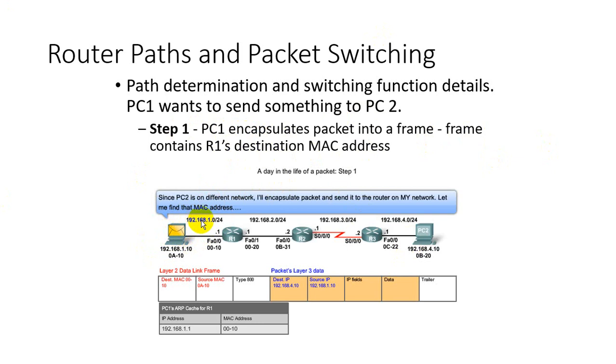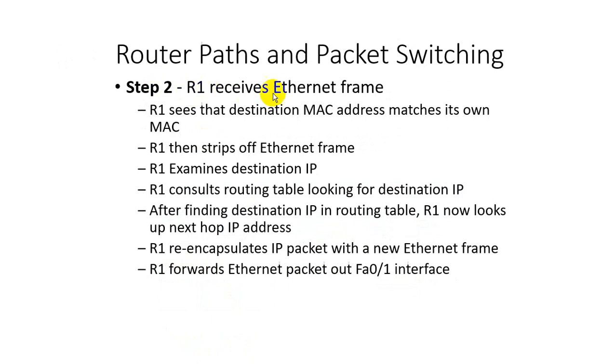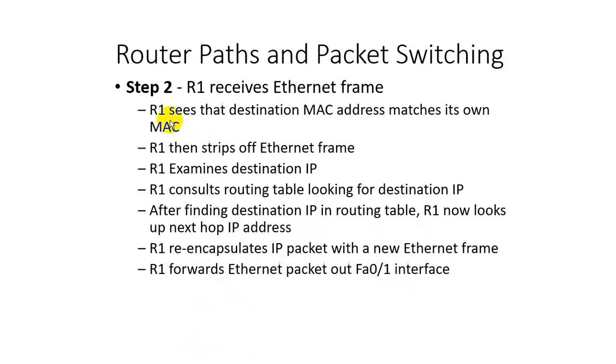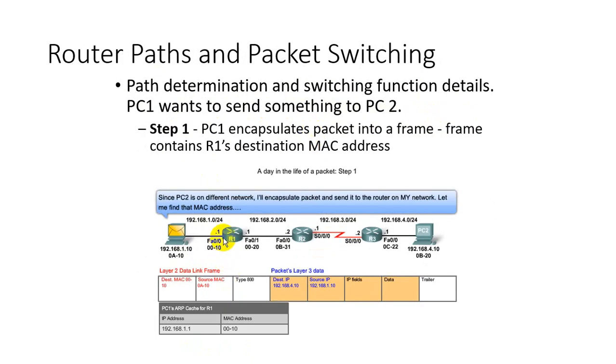Okay, PC1 encapsulates the packet in a frame. It will encapsulate the packet into a frame, and the frame contains the destination MAC address. So if this is the packet, then it will encapsulate into 010. Okay, step 2, R1 receives the Ethernet frame. Now R1 receives the frame. R1 sees the destination MAC address matches its own MAC. Okay, this is the destination MAC address here, its own 010.